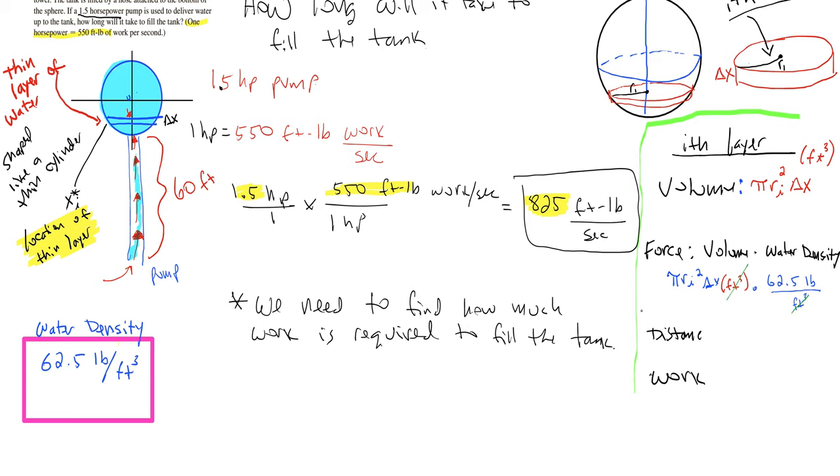Okay, so we have that. Pi r_i squared delta x, and our unit becomes pounds. He skipped all that.